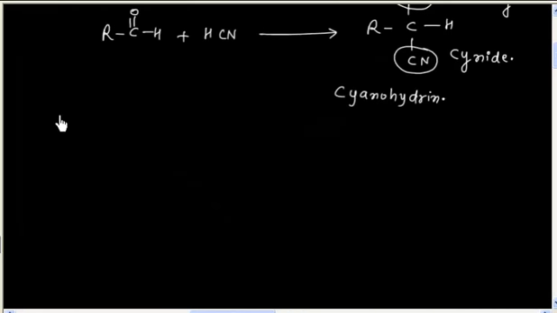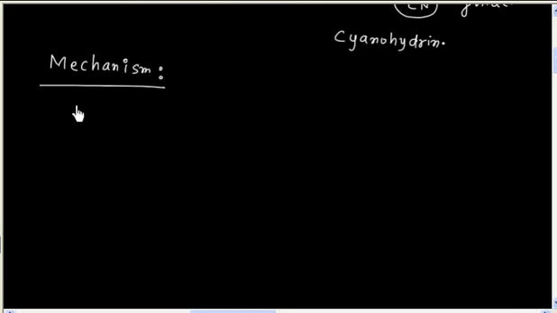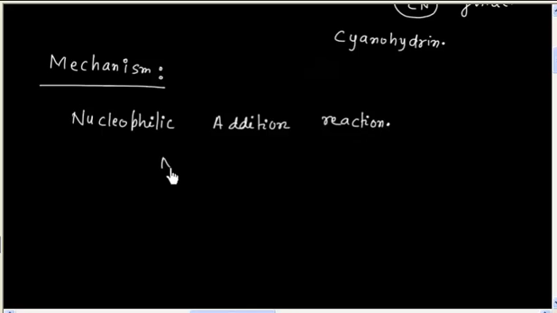Now let us consider the mechanism of this reaction. This reaction is basically a nucleophilic addition reaction. So this is an example of nucleophilic addition reaction. In this reaction, CN minus is the nucleophile. So CN minus is acting as nucleophile.